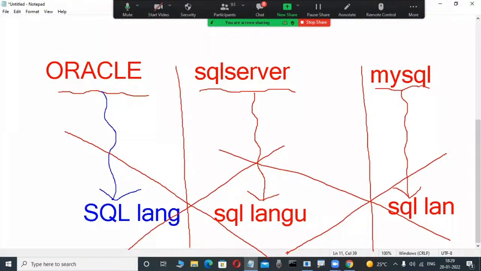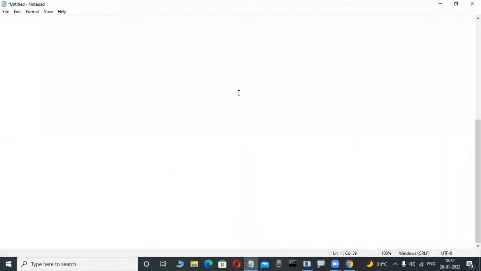These all SQL languages are different, not the same. How can I guarantee they are different? There is a simple technique. Concentrate here, observe here. So many fellows are saying different, very good, correct. What is the technique? If you are a latest programmer, through some knowledge you can easily tell the difference. Keep this in mind, and you will understand this concept in a very easy way.